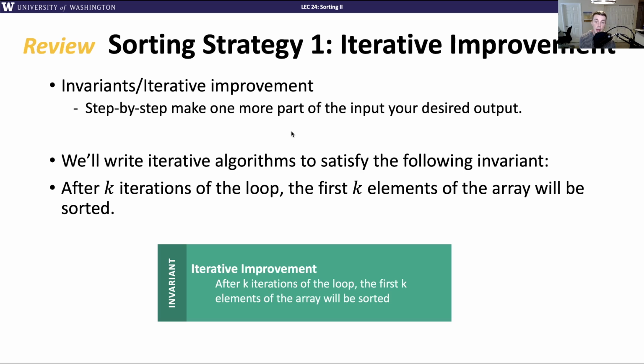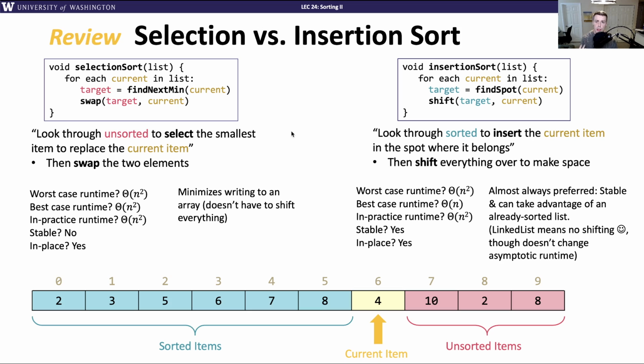And then we talked about a couple algorithms that use this strategy of iterative improvement, where we have a section that we have sorted and we slowly grow that section over each iteration of our algorithm. So after k iterations of our loop, the first k elements will be sorted. And we talked about two frustratingly similar algorithms, but with very different details, that use this idea of iterative improvement: selection sort and insertion sort.